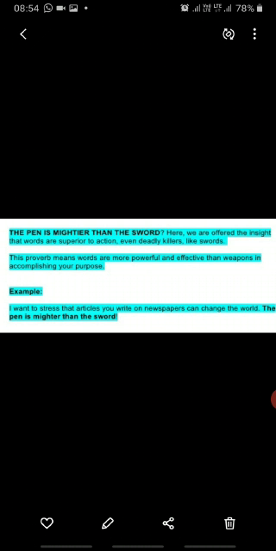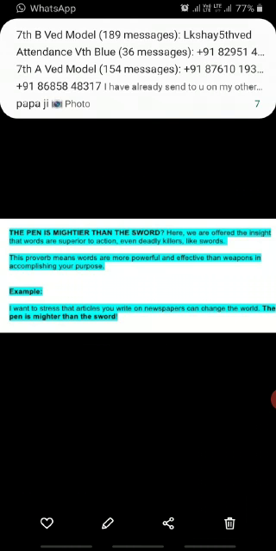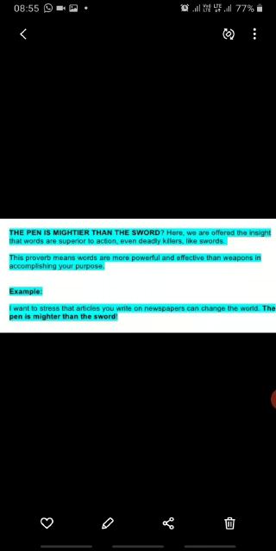So this is the difference between proverb and idiom, students. An idiom is an expression, the meaning of which is completely different from the literal meaning. Okay, and what are the proverbs? Proverbs are wise sayings and are also used to give advice. So I hope students you will understand the basic difference between idioms and proverbs.